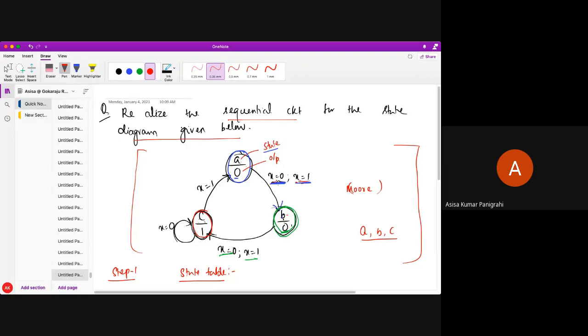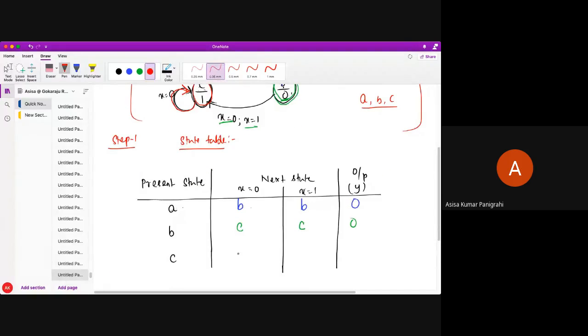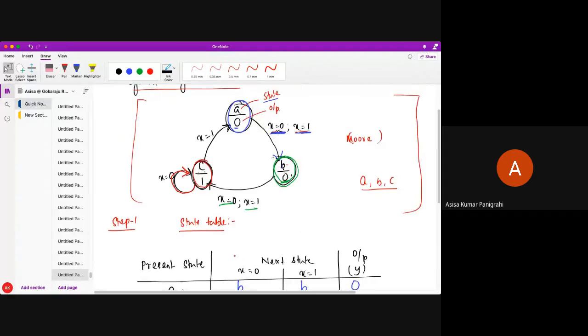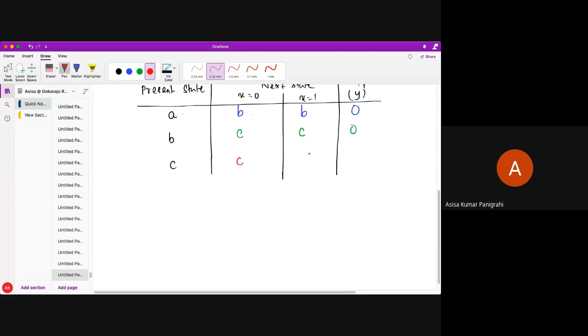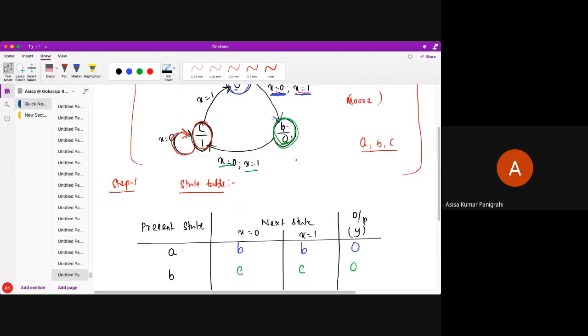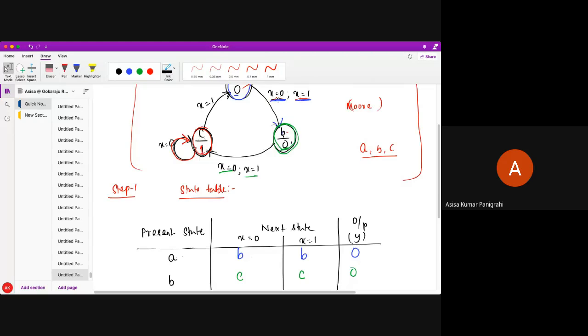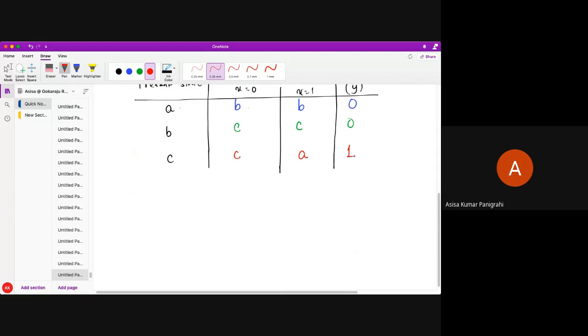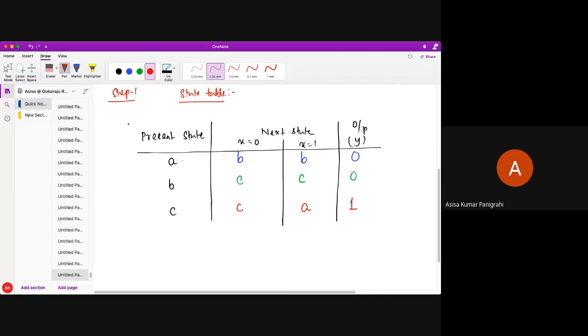So input is 0, where am I going? Input is 0, I am going to C only. So I am going to write down C. And for input 1, I am going from C to A. So I am going to A. And what is my output? My output is 1. So very simple. What I have done here is I have just derived my state table from where? From the given state diagram.